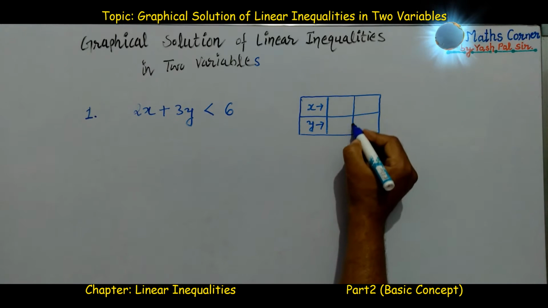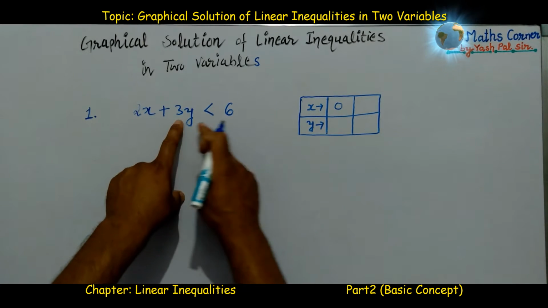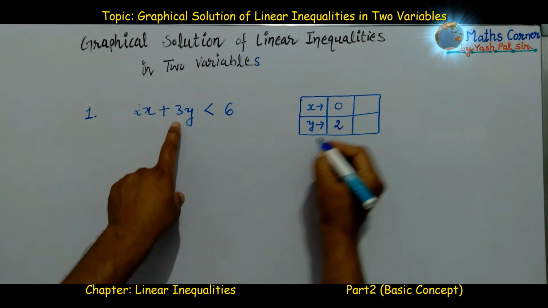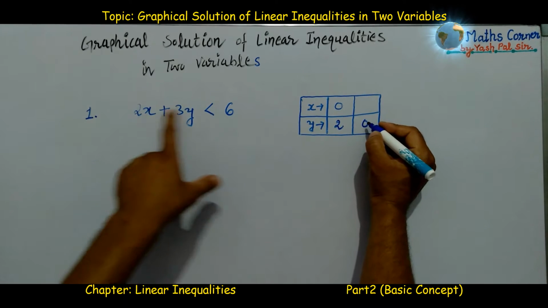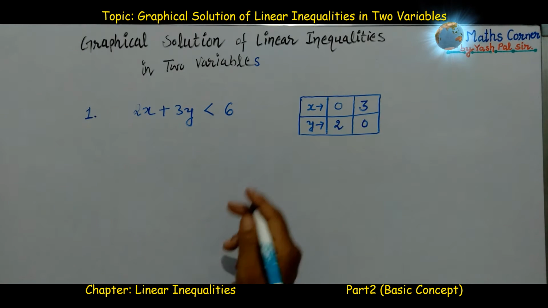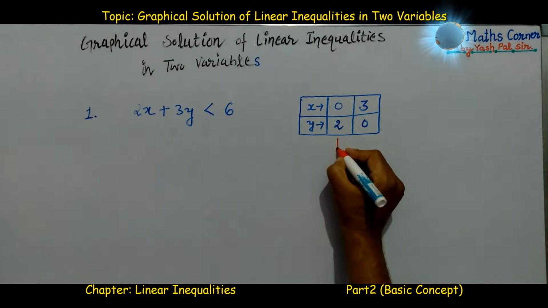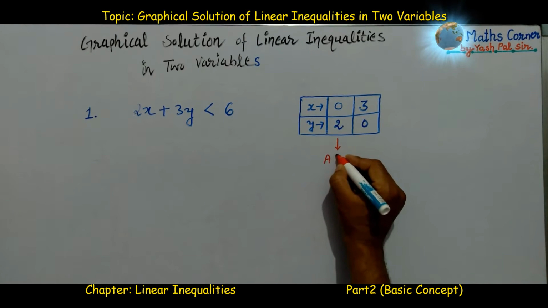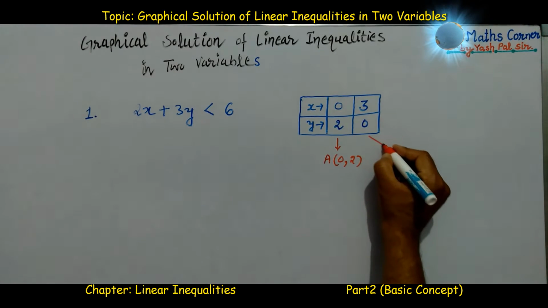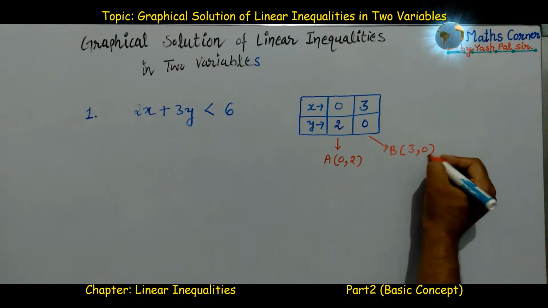If we put x equal to 0, then 3y equal to 6, so y is equal to 2. If we put y equal to 0, 2x is equal to 6 gives us the value of x equal to 3. So now from here we have the first point, point A, having the coordinates (0, 2), and from here we get another point, say this is B, having the coordinates (3, 0).